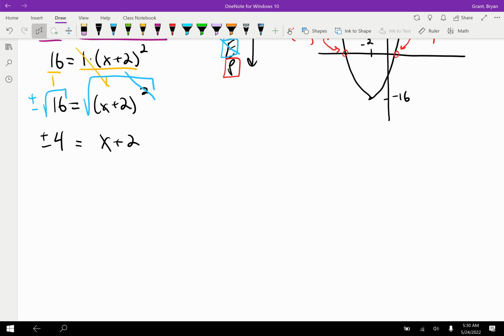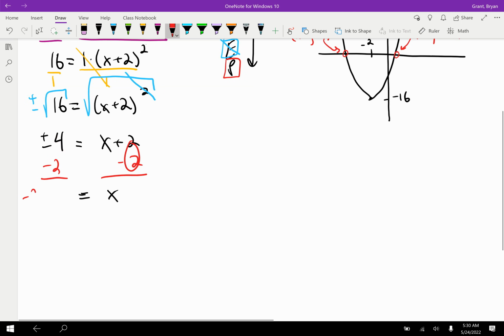From here, we want to isolate x by subtracting off the 2 from each side. And remember, this part gets a little bit weird because technically we can't just subtract 2 from 4 because that's not 4. That is both 4 and negative 4, and subtracting 2 from two different numbers will give you two different answers. So what we do instead is we just leave the negative 2, we leave the plus minus 4 and say, ha, there's our answer.